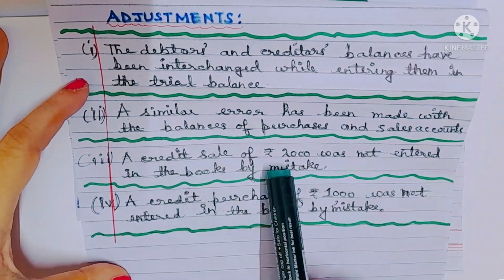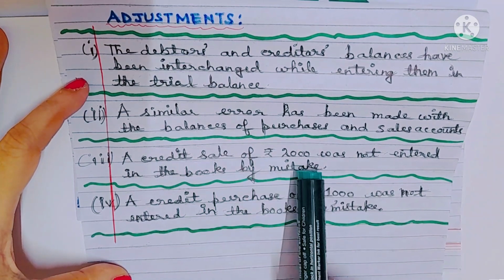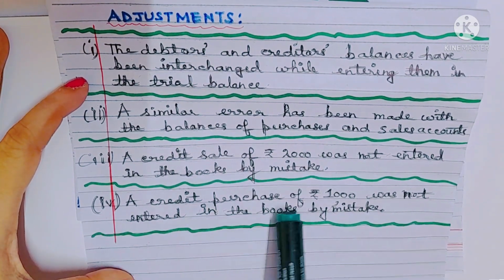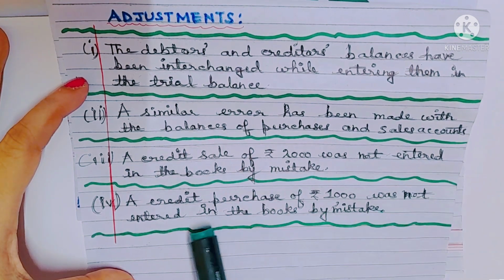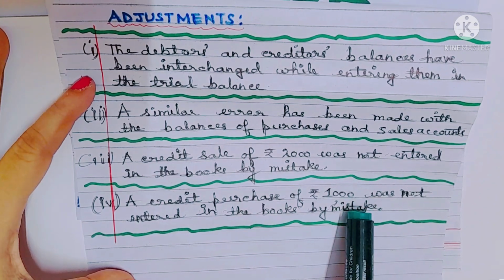Number 3, a credit sale of rupees 2000 was not entered in the books by mistake. A credit sale of 2000 was not recorded, so it has to be entered. Number 4, a credit purchase of 1000 was not entered in the books by mistake. So that also has to be entered. So let's do the problem.